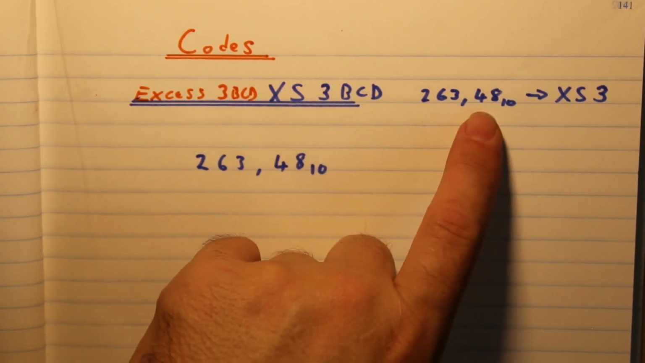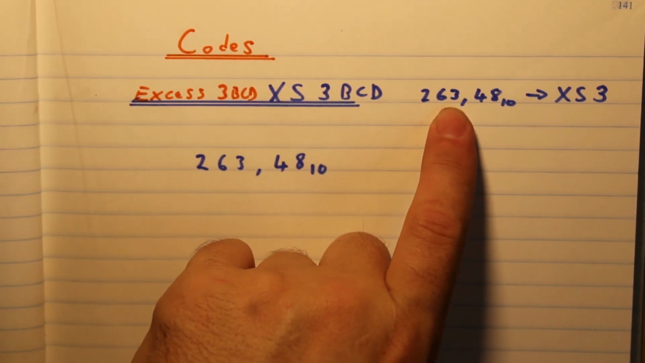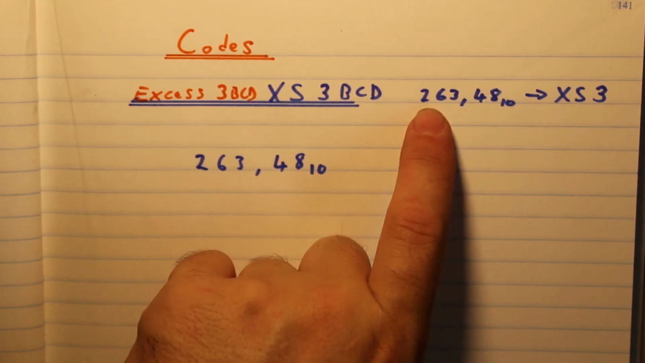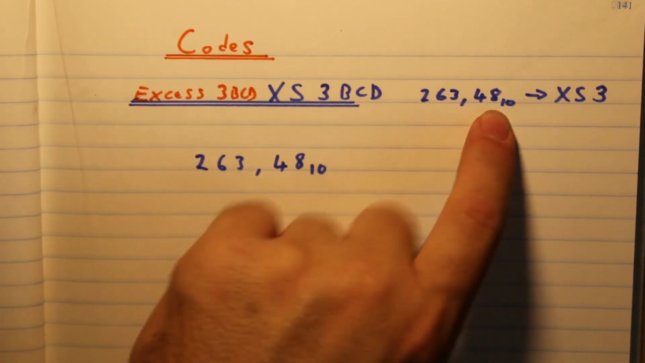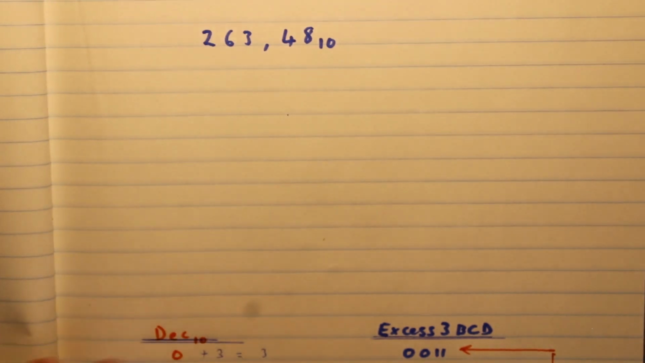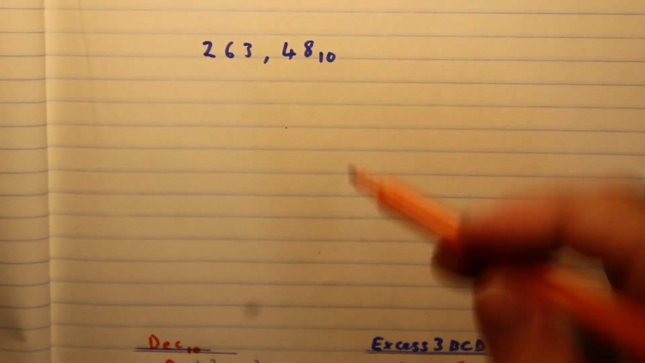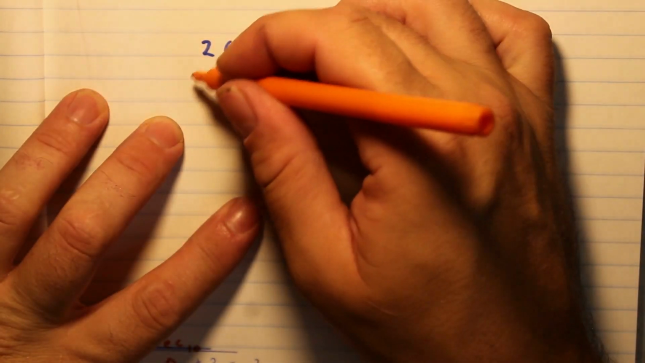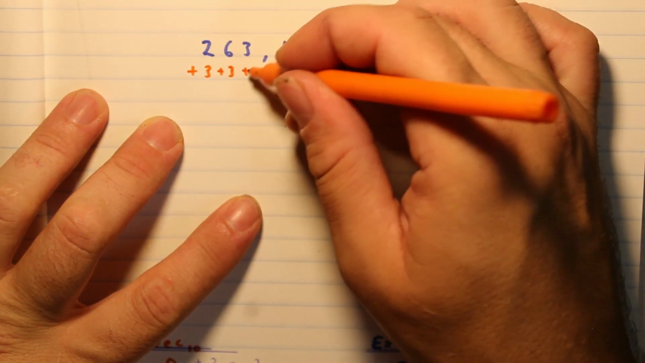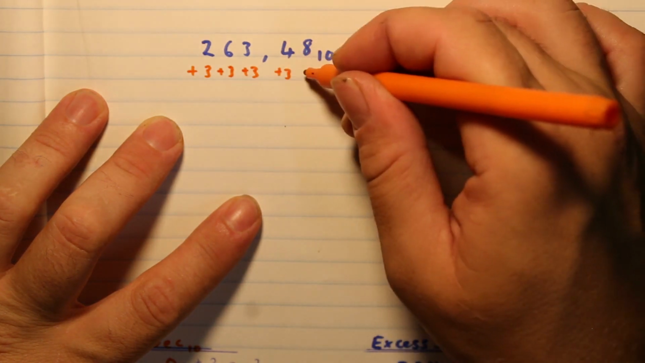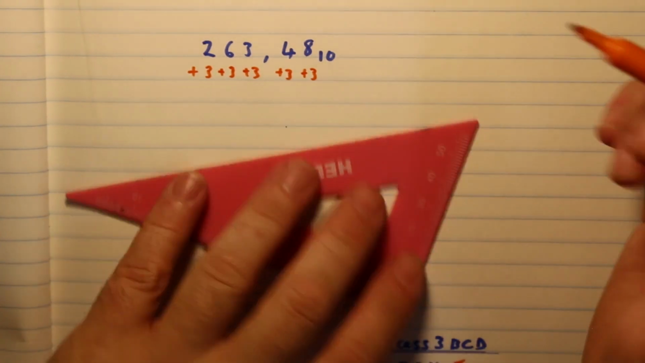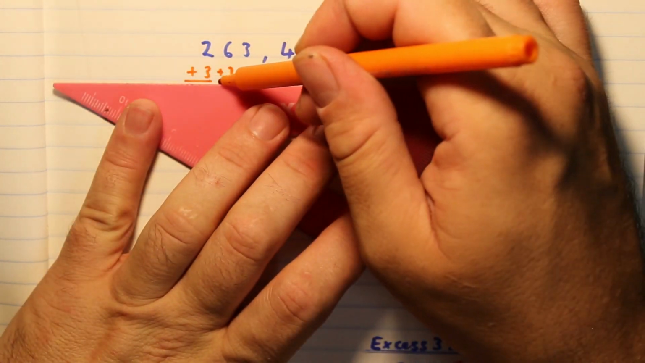So we're going to be converting this number, the same number we're using for all the examples, so you can see the differences. 263,48, and we're going to convert that to XS3. And it's a very simple code to do. So here's the number, and what we're going to do is to each digit we're going to add 3 to it. So I'm going to write it like that.